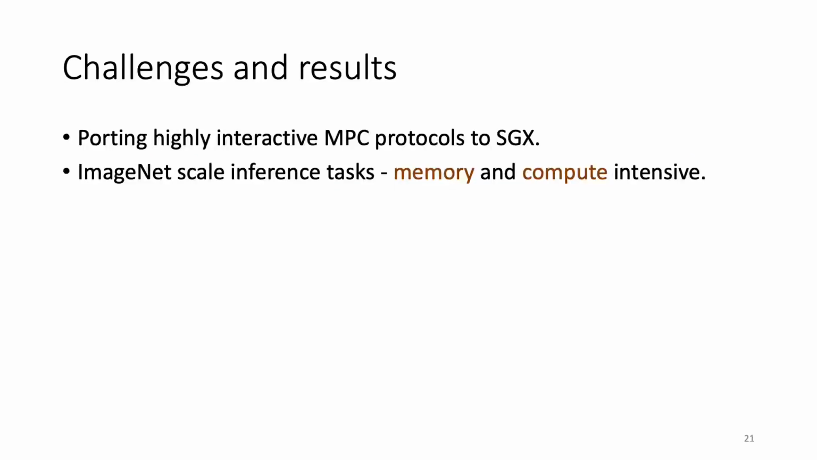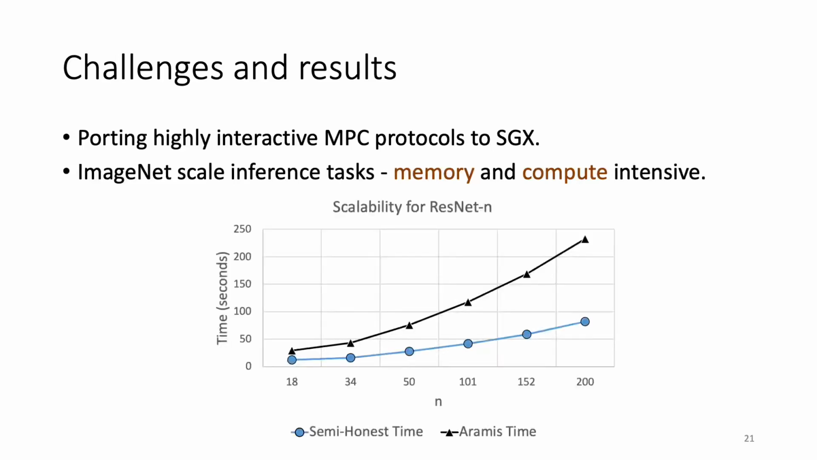There are several challenges that come with using SGX. First, porting highly interactive MPC protocols to SGX comes with several implementation challenges. Secondly, the ImageNet scale inference tasks that we are trying to run inside SGX are memory and compute intensive and lead to their own set of implementation challenges. I refer you to our paper for more details on how exactly we overcome these challenges. But with both these challenges overcome, we are able to scale RMS to networks as large as ResNet 200 with an overhead that is less than 3x of that of semi-honest.